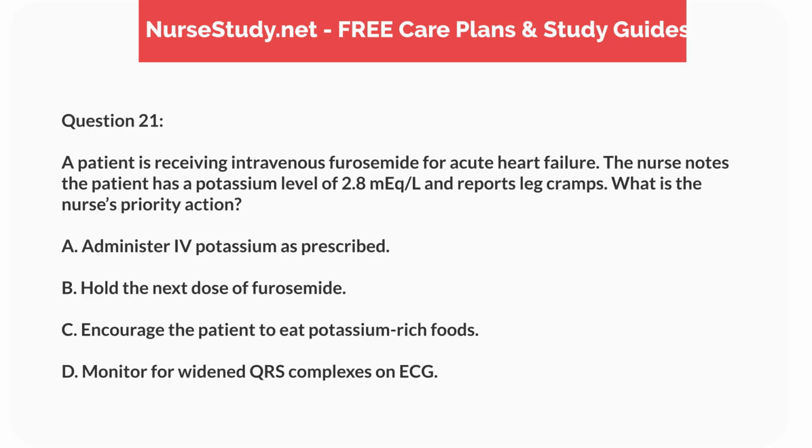A. Administer IV potassium as prescribed. B. Hold the next dose of furosemide. C. Encourage the patient to eat potassium-rich foods. D. Monitor for widened QRS complexes on ECG.